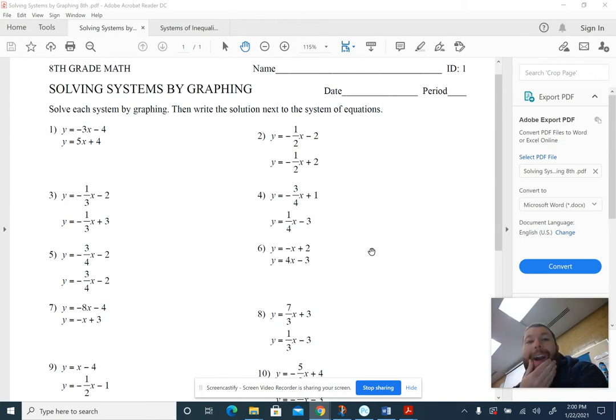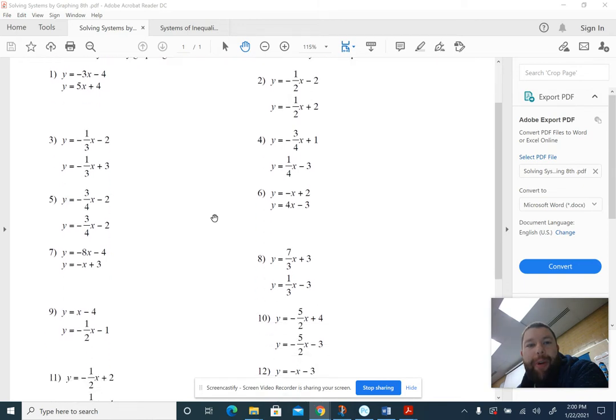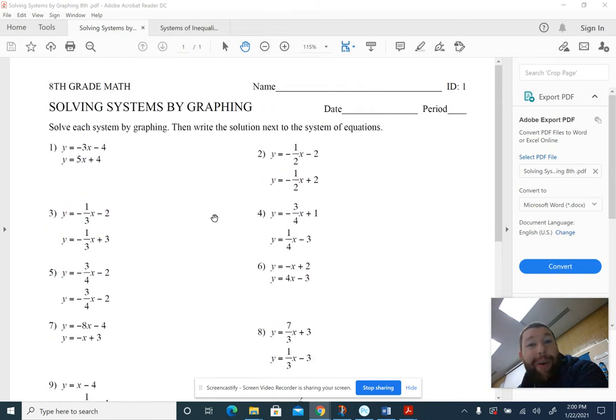So, let's look at the worksheet for today. This is what we're going to be doing today. We see a bunch of systems. We don't see any graphs because all of our graphs are going to be on Desmos. So basically our goal here is to just graph these systems.